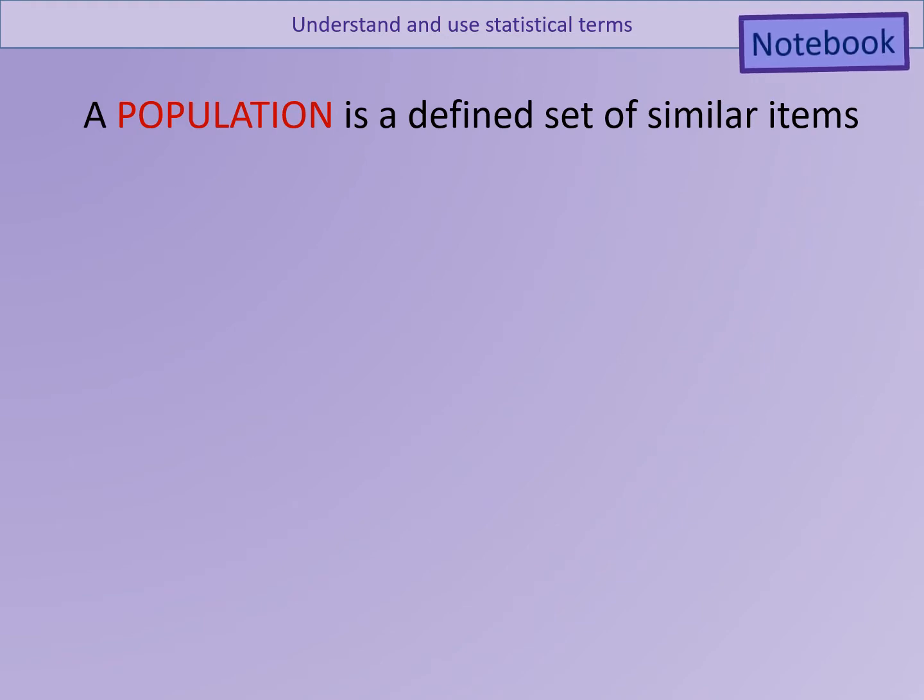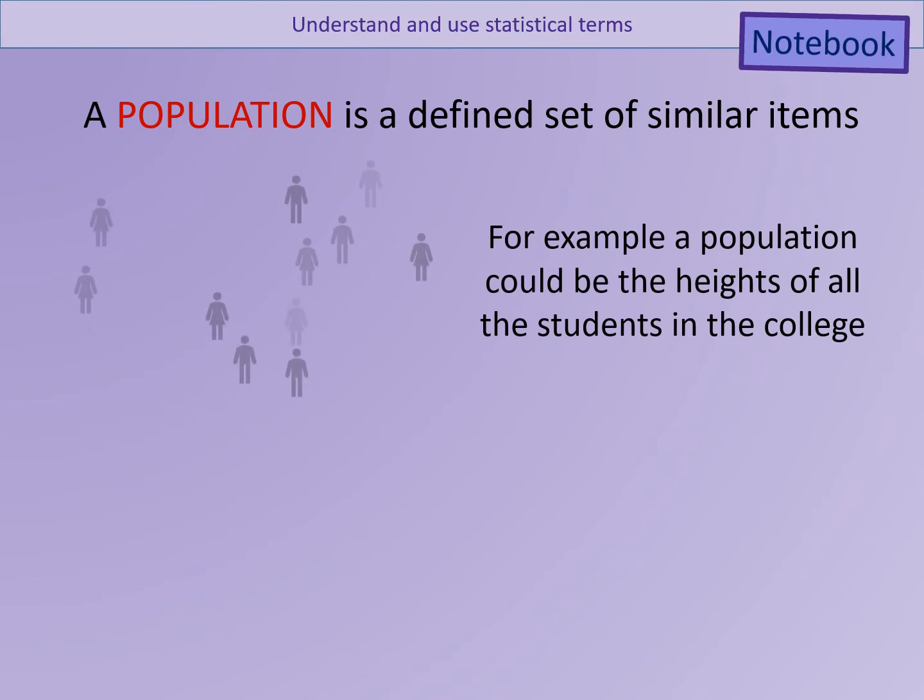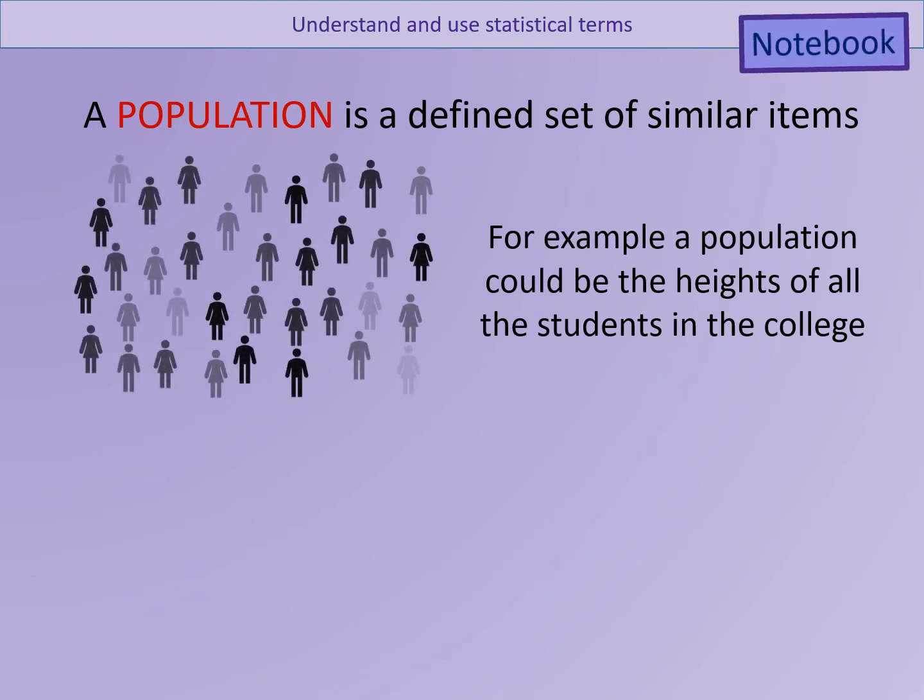Before we can look at our sampling techniques, we're just going to look at a few definitions so that we're happy when we use these words in future slides. A population is defined as a set of similar items. For example, a population could be the heights of all the students in the college.